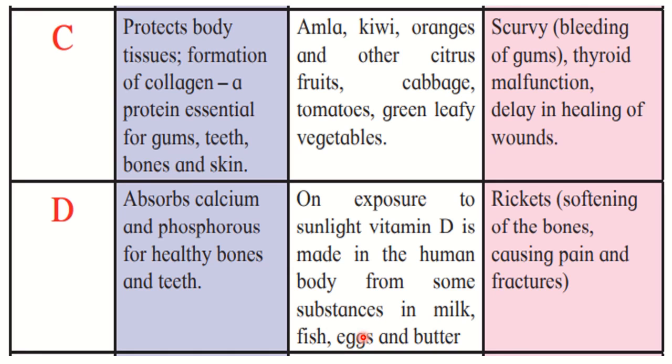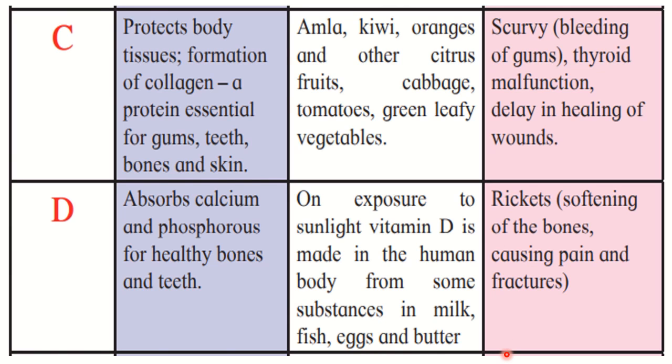Then the deficiency disease here is what? Rickets. Rickets means the bones get softened. Softening of bones is called rickets, and because of that we can have pain and there is a possibility of fracture also. Okay, so rickets is a disease caused by the lack of vitamin D, or deficiency of vitamin D.